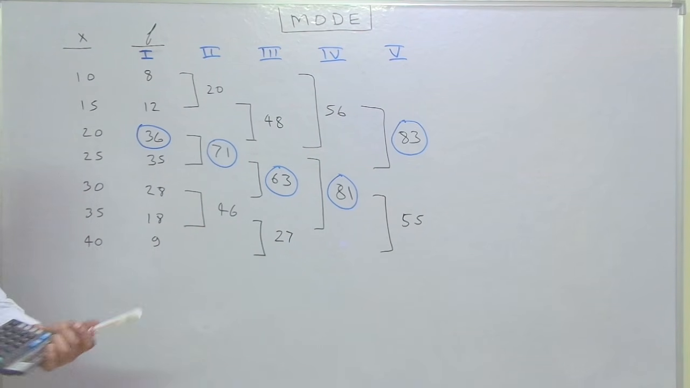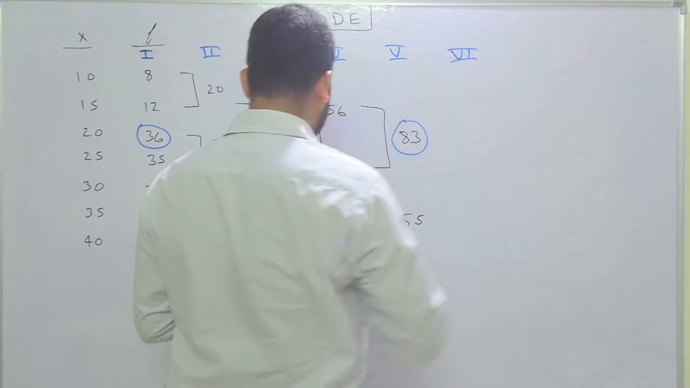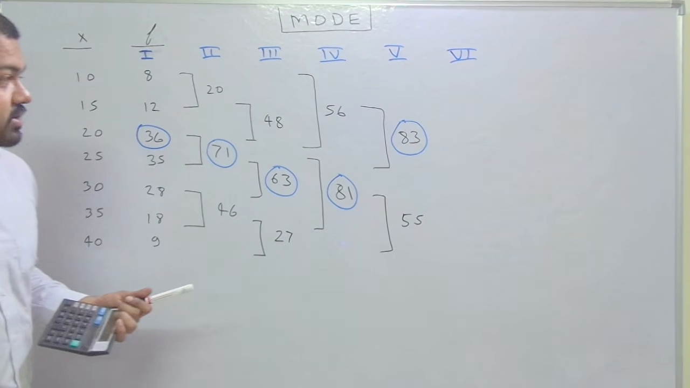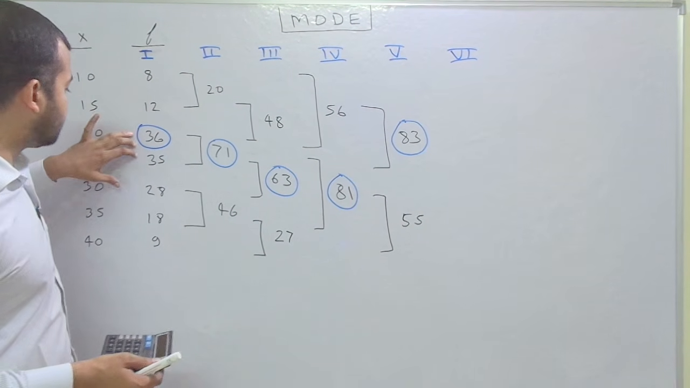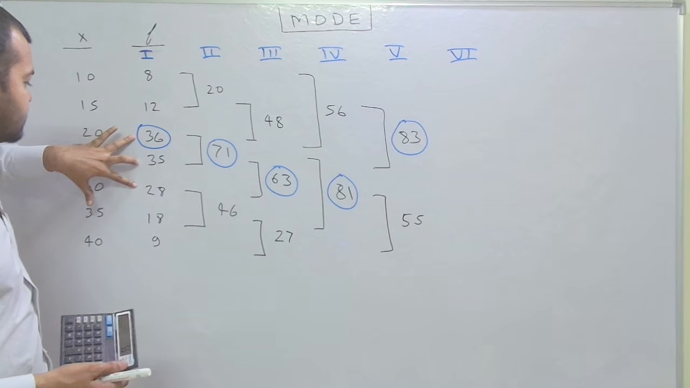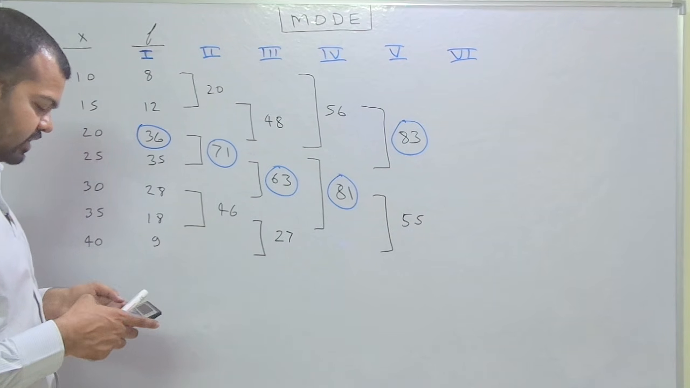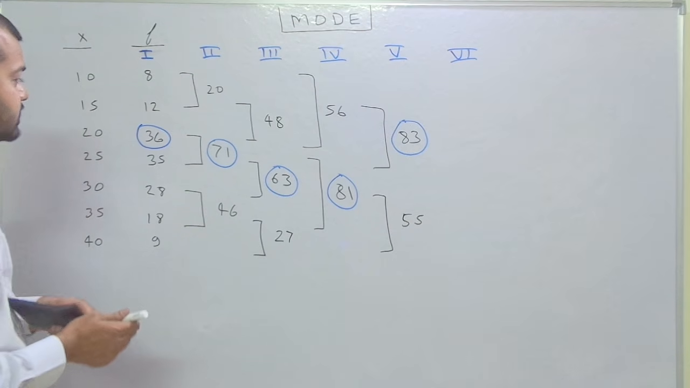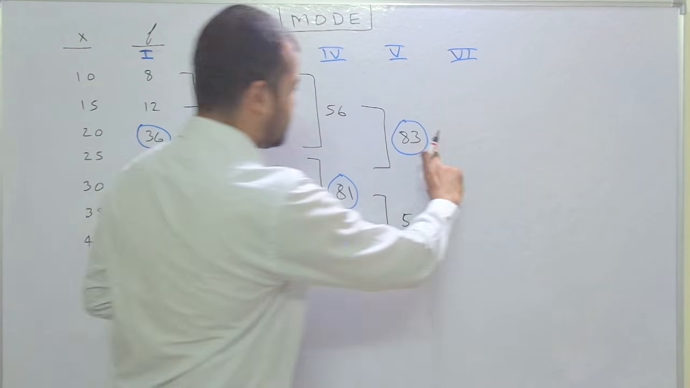Now we have to draw the last, sixth column. Leave the first two and add the remaining three, that is 36, 35 and 28. The figure comes out as 99.